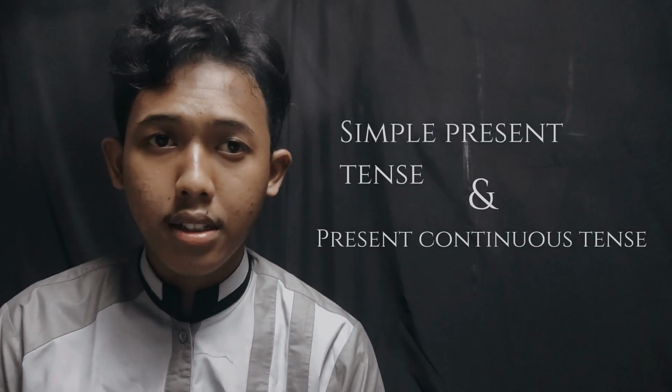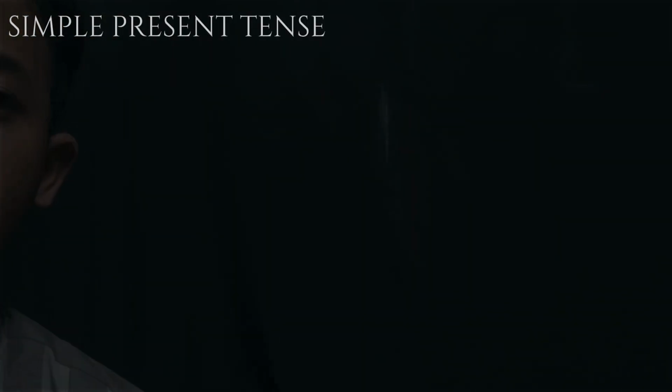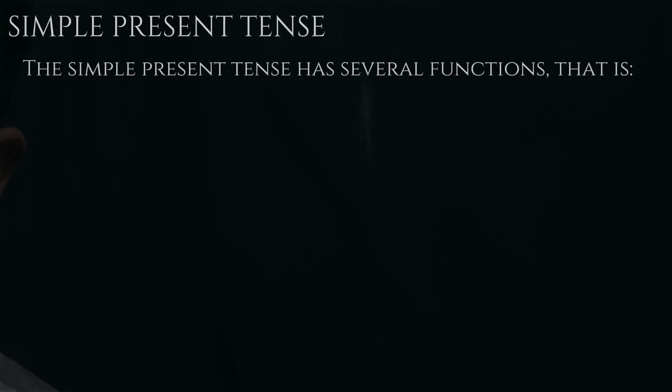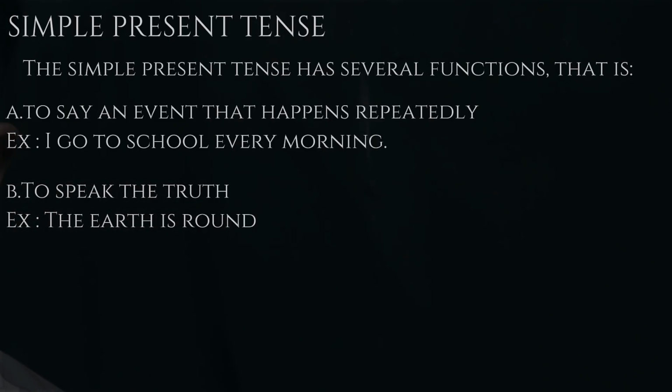Okay, the next material is simple present tense and present continuous tense. We will go to the simple present tense first. The simple present tense has several functions. That is, to say an event that happens repeatedly. For example, I go to school every morning. And then to speak the truth. For example, the earth is round.